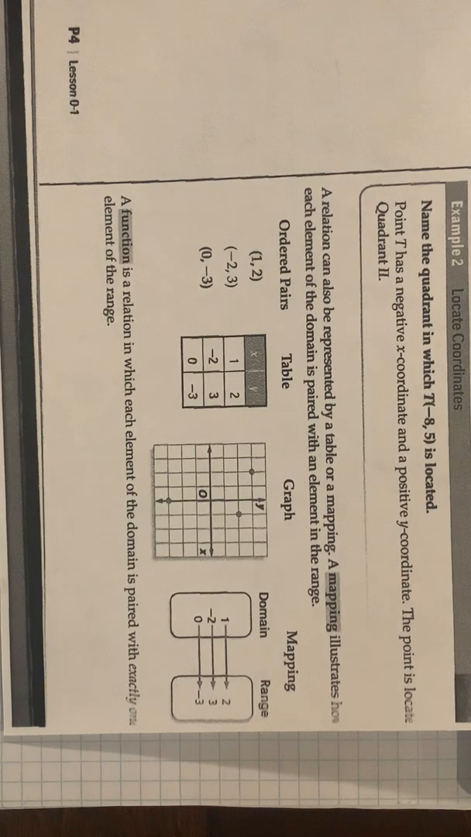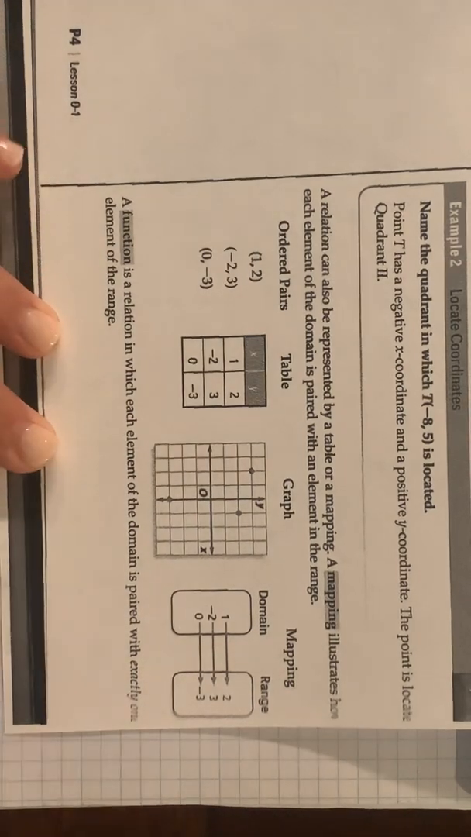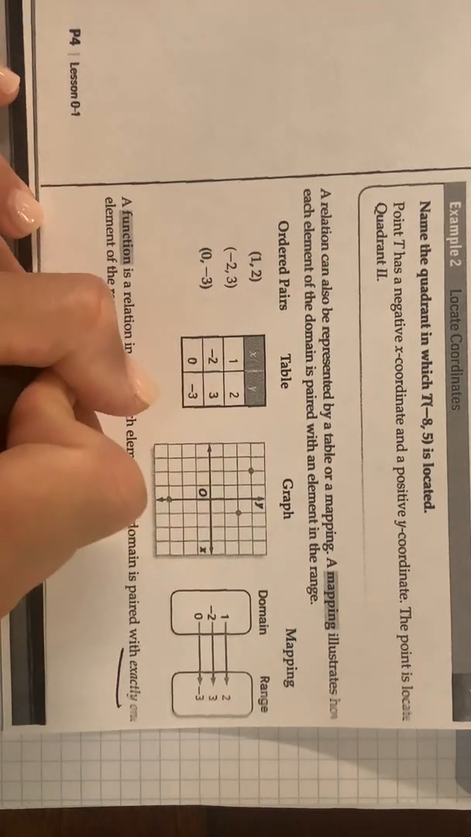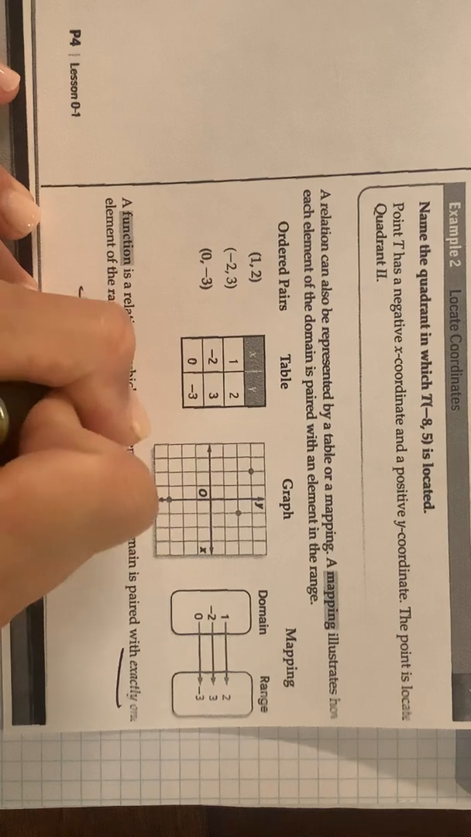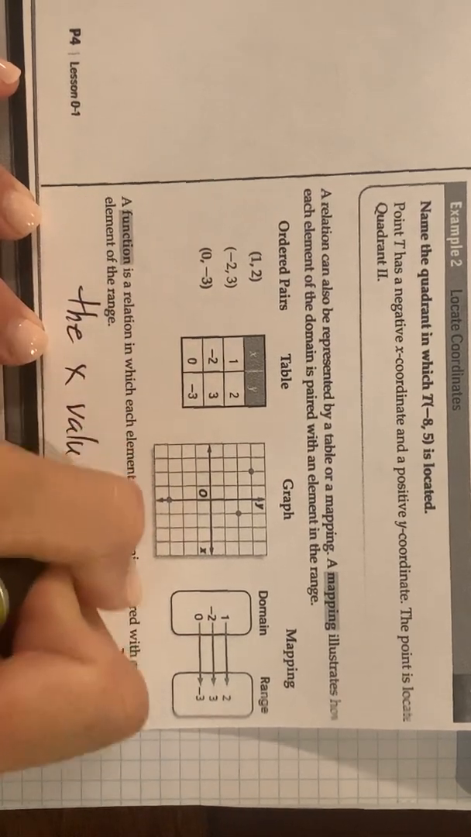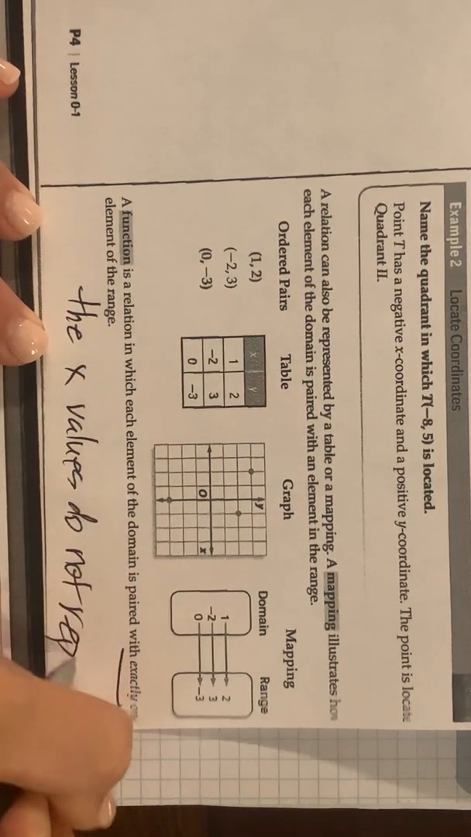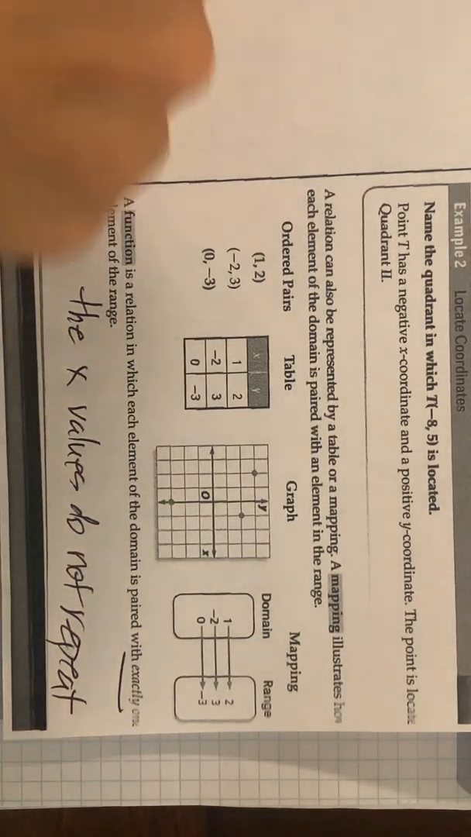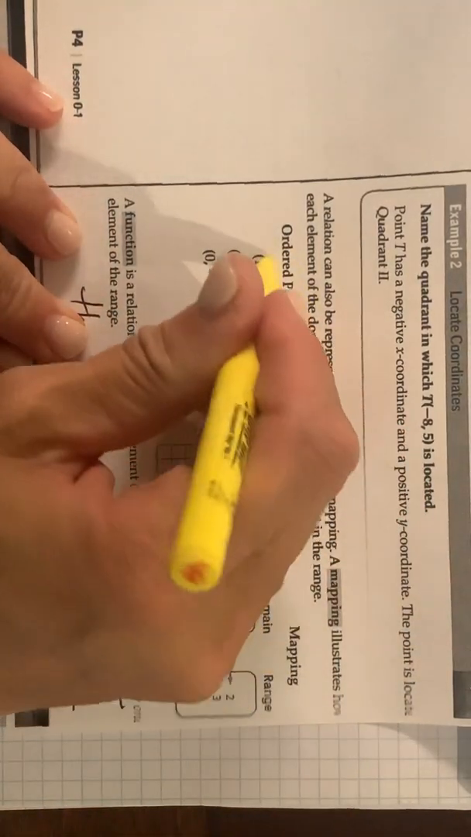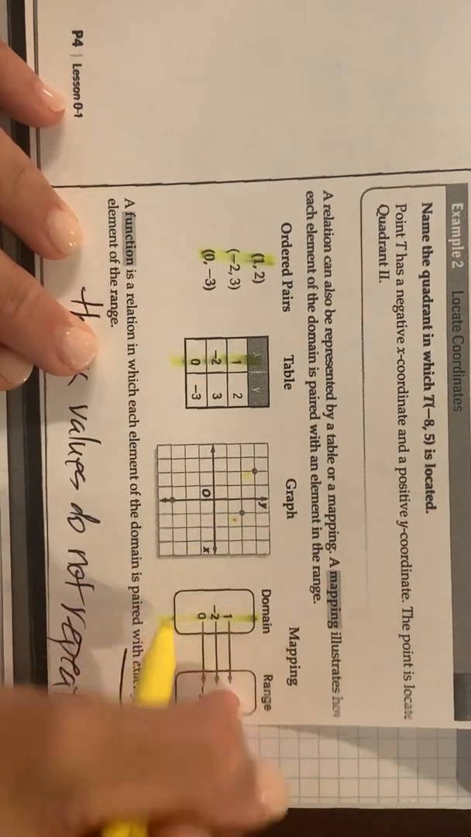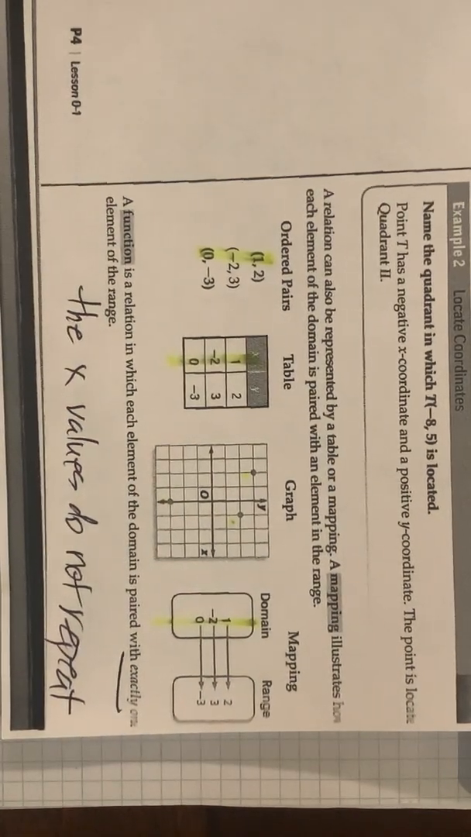A function is a relation in which each element of the domain is paired with exactly one element of the range. So this is a function. The easiest way to tell is the x values do not repeat. So as you can see, in all 4 of these representations, my x values are all different. So that is a function. Okay, example 3.